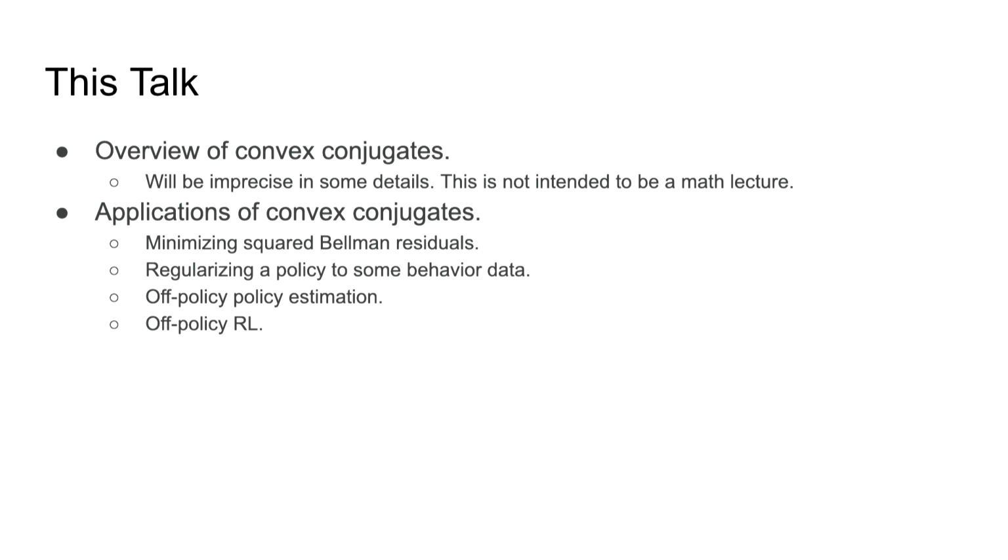Wait a second. I actually did have a question. You utilize dual embedding a lot in that deck. Did you ever use strong duality to transpose your maximum? It looks like in the minimizing squared Bellman residuals, you set a concave expression on the inside.